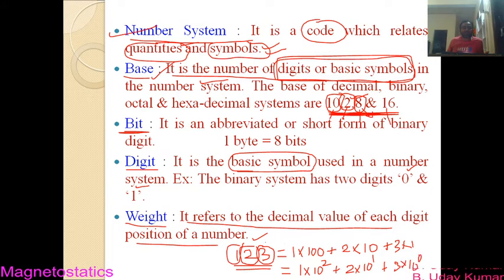So that means we say that the 3 has units value. It is in the units position, right? And 2 is in the tens position, and hence its weight becomes 10. And 1 is in the 100 position, and hence its weight becomes 100. So try to understand: 1, 10, 100.